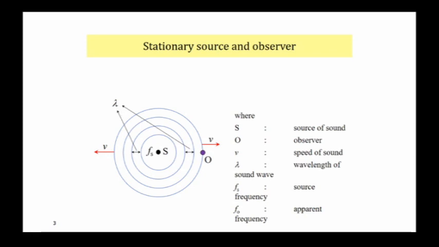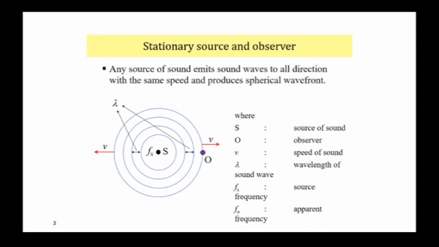f_s is the source frequency, and f_o is the apparent frequency, the frequency heard by the observer. And okay class, I would like to repeat again. Any source of sound emits sound waves in all directions with the same speed and produces spherical wavefronts.